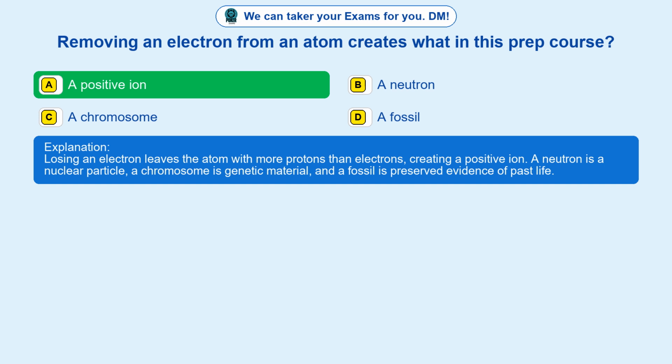A neutron is a nuclear particle, a chromosome is genetic material, and a fossil is preserved evidence of past life.